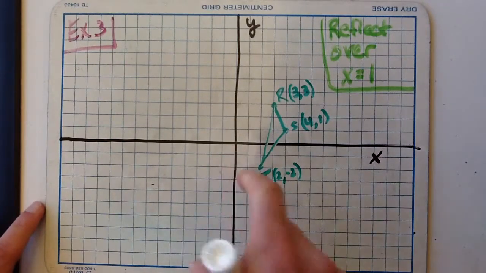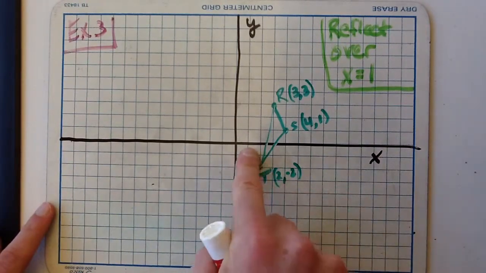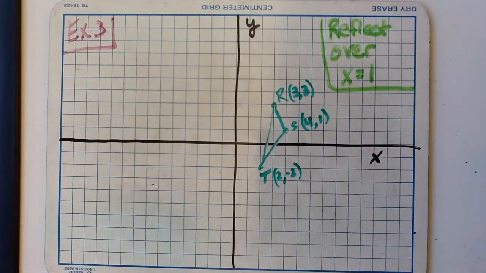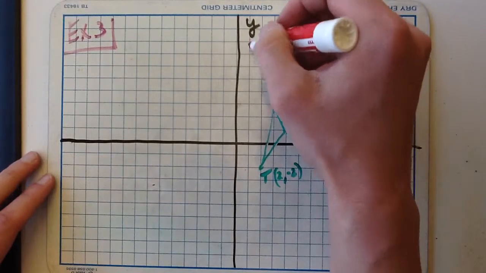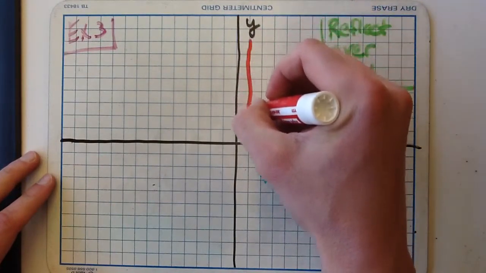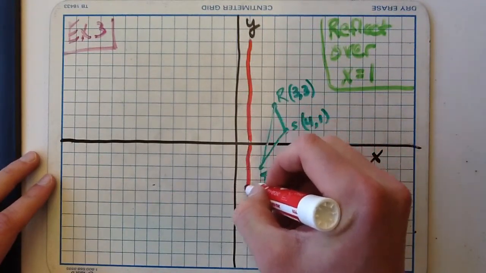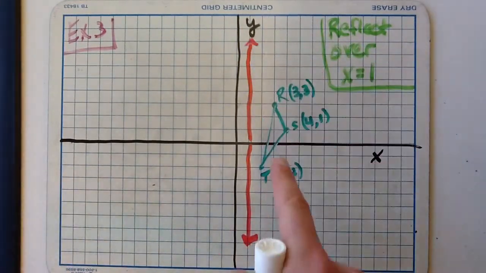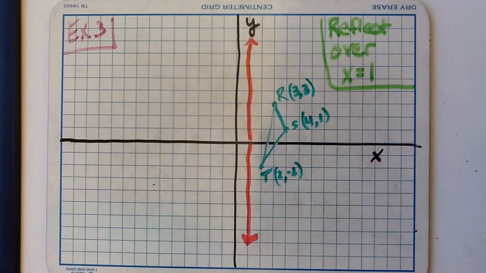And so if this is the x coordinate 1 right here, I have a vertical line, an up and down line, on 1. Okay, so this red line right here, pretend it's straight. This is our line of reflection. We want to reflect this triangle over that line.